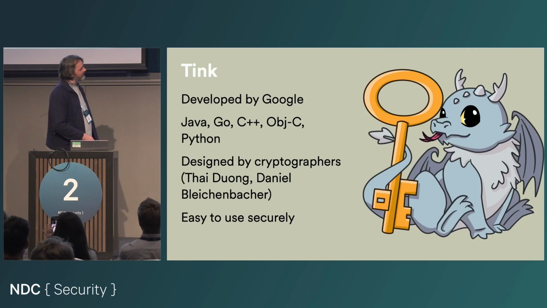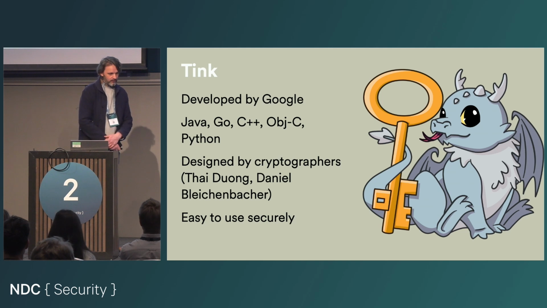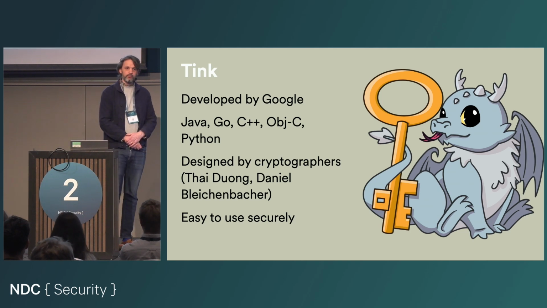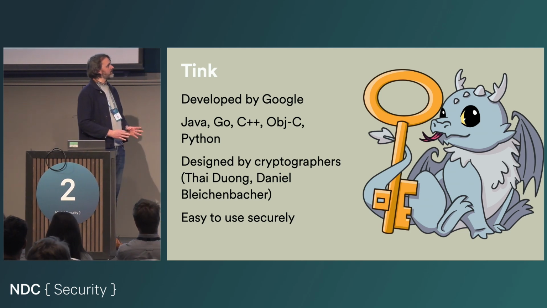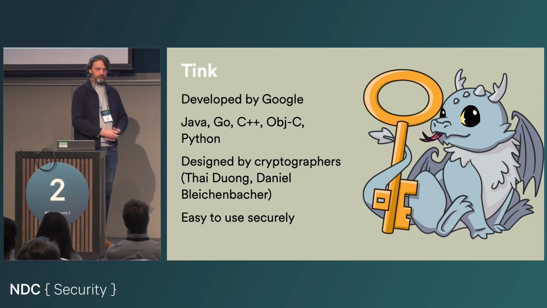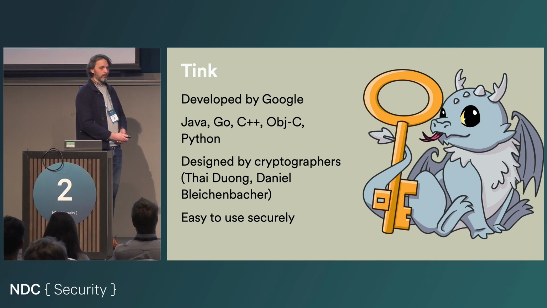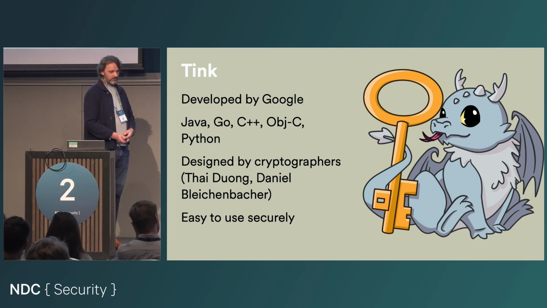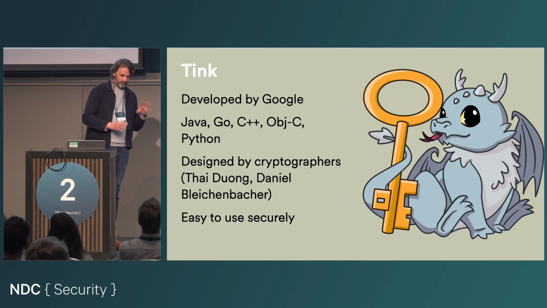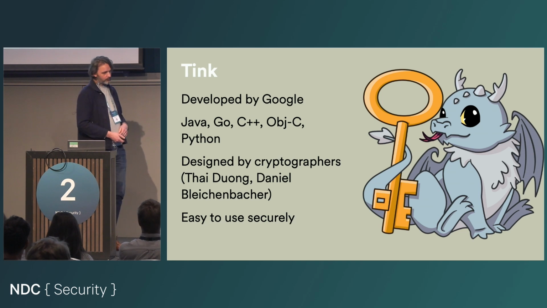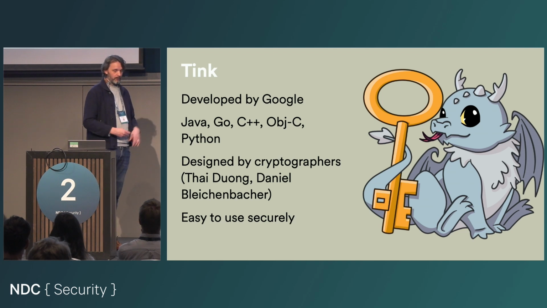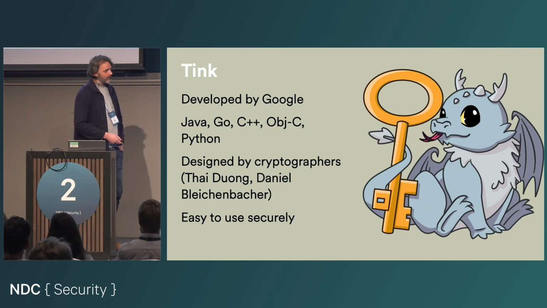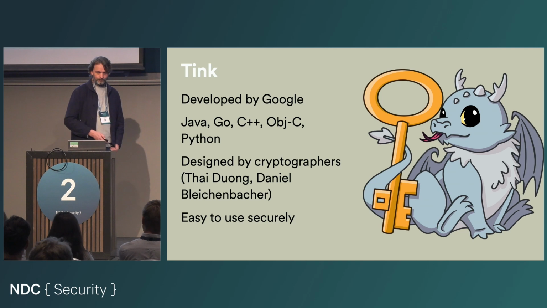So Tink then is a high-level cryptographic library that's developed by Google. And as I said, it's designed to avoid a lot of the kind of security vulnerabilities that can crop up when you're implementing cryptography in your applications. It supports a bunch of different languages, primarily server-side languages, but they also support mobile development through Objective-C, and the Java runs on Android as well. We'll see a little bit later about some of the features around that.